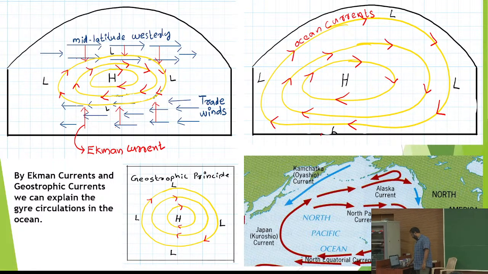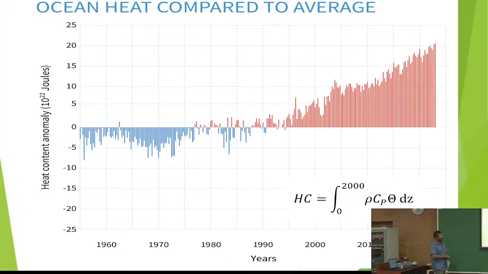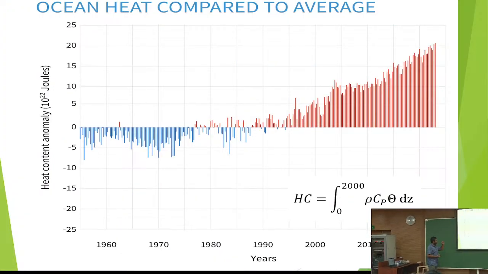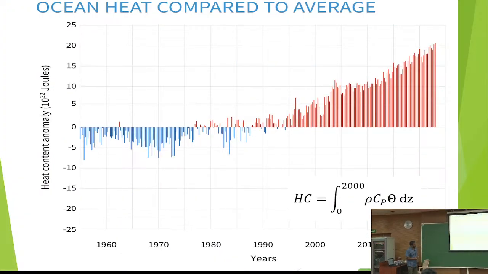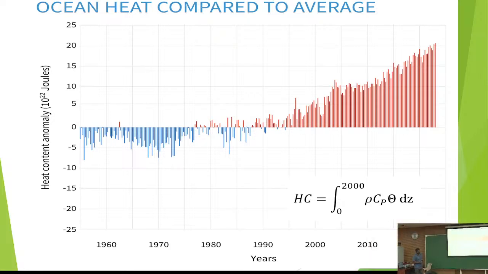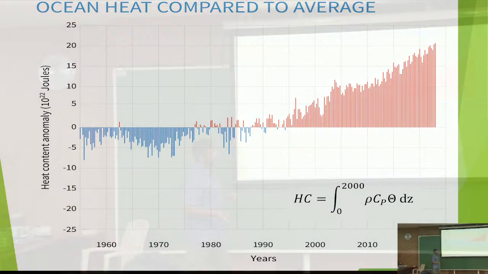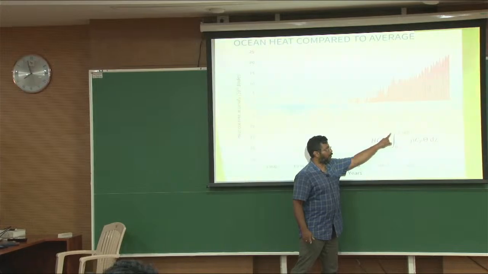Going further and coming back again, climate and heat and ocean. This is a plot showing the total heat storage or heat capacity Hc, which is an integral of density, specific capacity and theta. Theta is the temperature, integrated with depth. This is from direct observation, and this integral is for the globe. This is a volume integral.